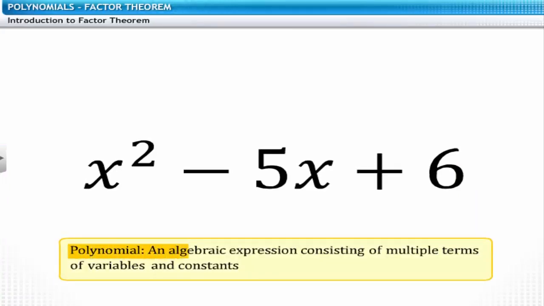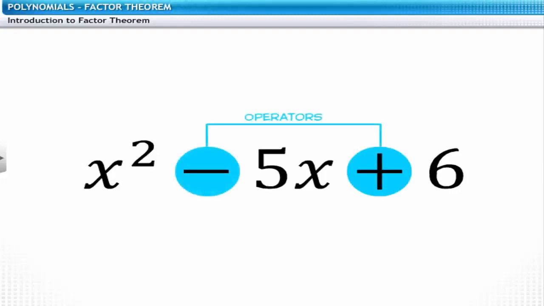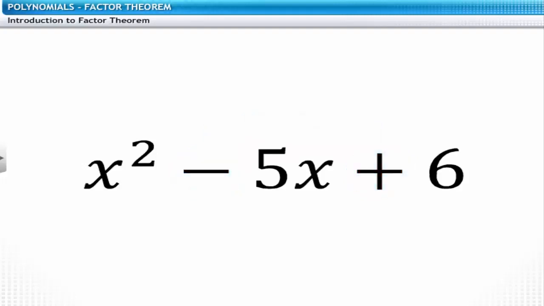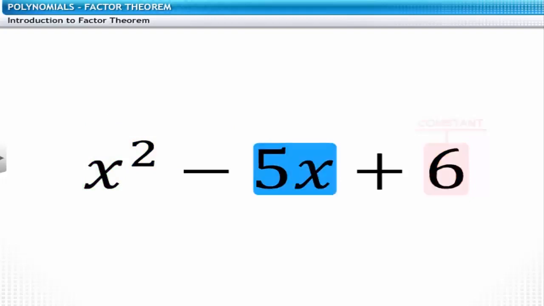A polynomial is an algebraic expression consisting of multiple terms of variables and constants. These terms are combined by using mathematical operators, addition, subtraction, and multiplication. The exponents of variables must be whole numbers. A term can be a variable, a constant, or a product of the two. A real number that precedes the variable is called the coefficient. The variable of this polynomial is x.